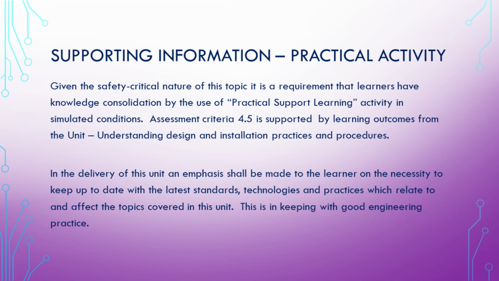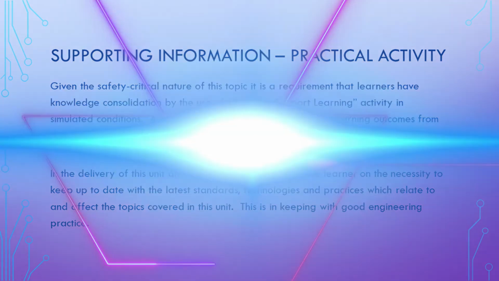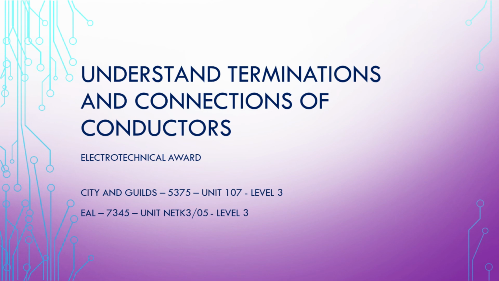In the delivery of this unit, an emphasis shall be made to the learner on the necessity to keep up to date with the latest standards, technologies and practices which relate to and affect the topics covered in this unit. This is in keeping with good engineering practice. This means you need to keep up to date with changes that are happening in current guidance, such as BS 7671 wiring regulations. That concludes our introduction on understanding termination and connections of conductors on the Electrotechnical Award.